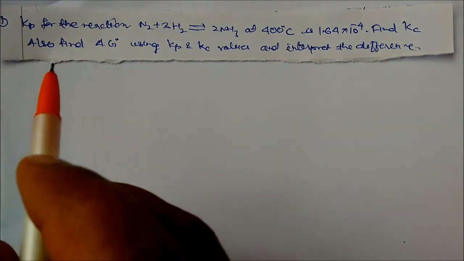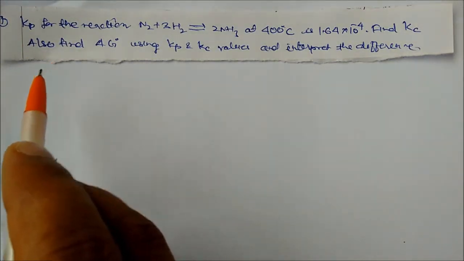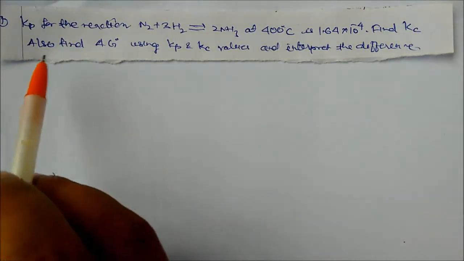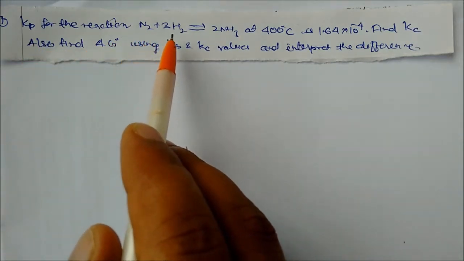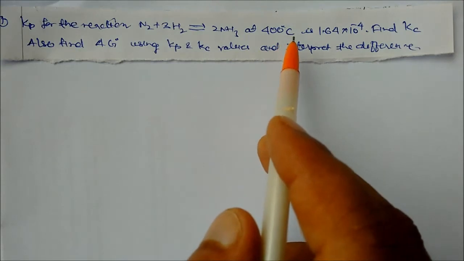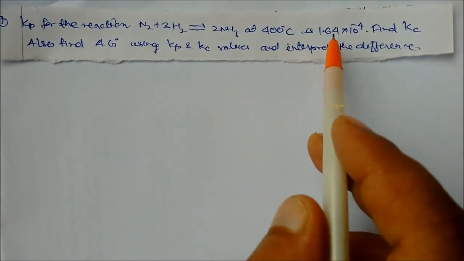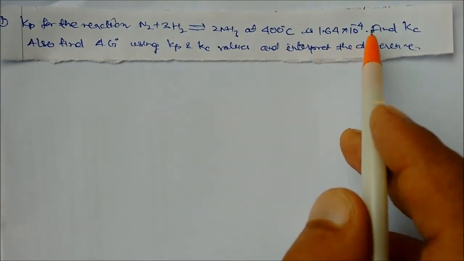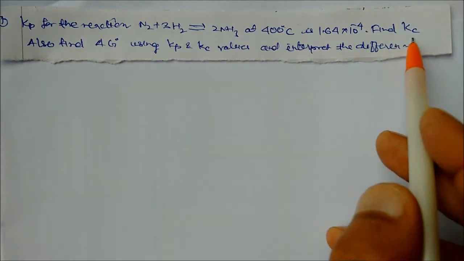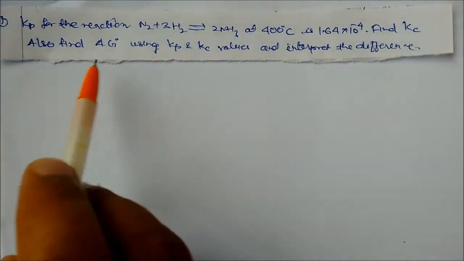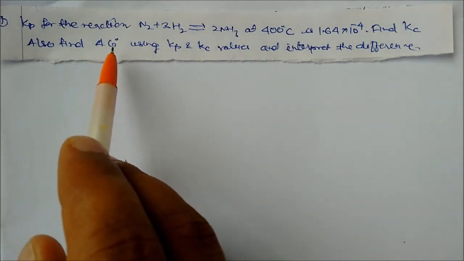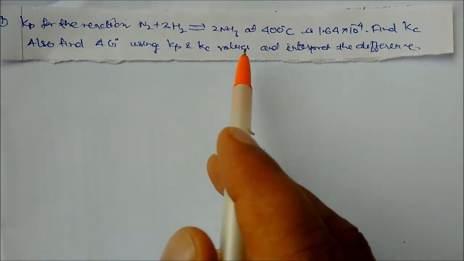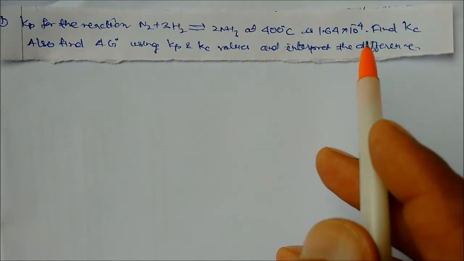Now we'll see some more advanced problems on Kp equal to Kc(RT)^Δn. The Kp of the reaction, nitrogen plus hydrogen giving ammonia at 400 centigrade, is given as 1.464 × 10^-4, and we have to find Kc. We also have to find delta G standard. So we have to find the standard free energy using the Kp and Kc values and interpret the difference.